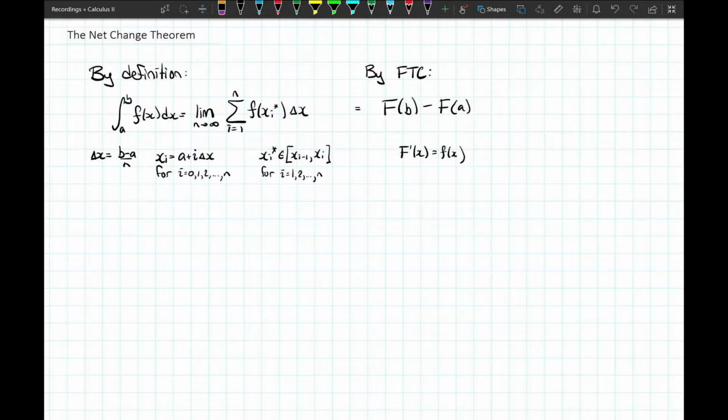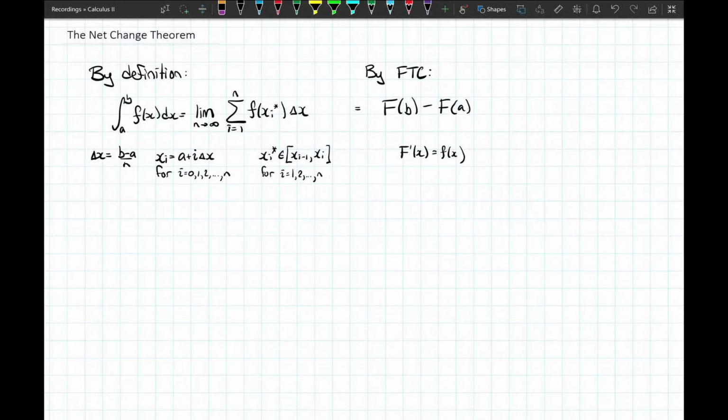Now, by the fundamental theorem of calculus, we found that we can evaluate that without using limits and sums as just capital F of b minus capital F of a, where F is an antiderivative of f evaluated at the endpoints. So in other words, F prime of x has to equal f of x. Okay, so what happens if I integrate a function that represents a physical quantity's rate of change?